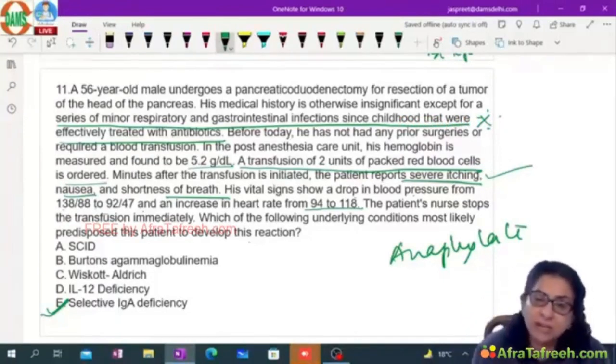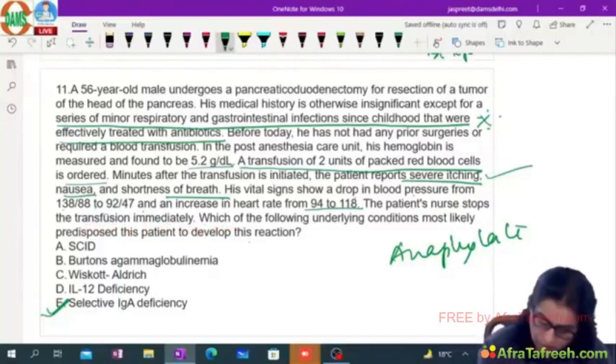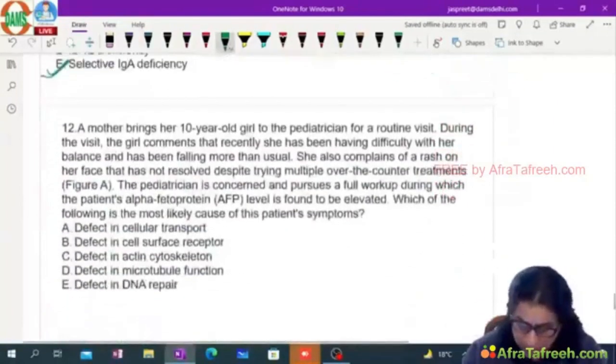So till now he's never required a transfusion. Now when he's suddenly given a blood transfusion, he develops anaphylaxis to this IgA containing product. So the answer is selective IgA deficiency. So yes, Adesh, you are right.